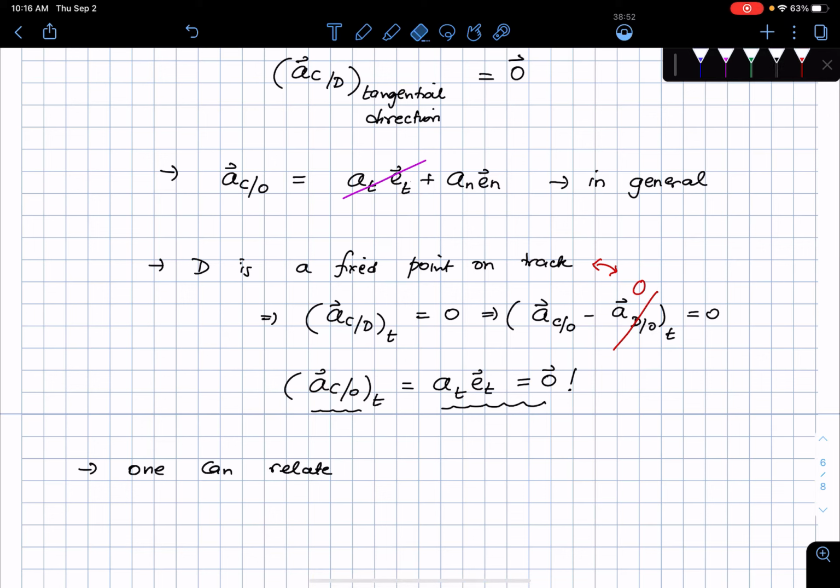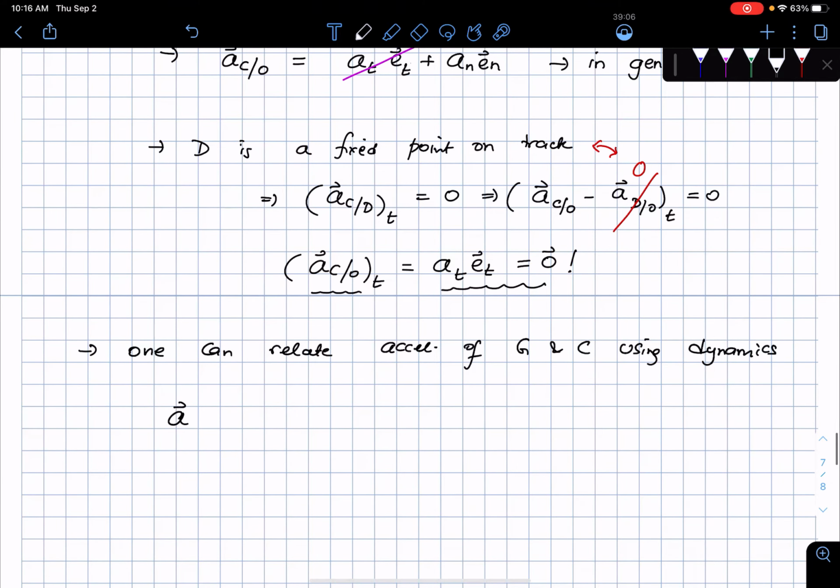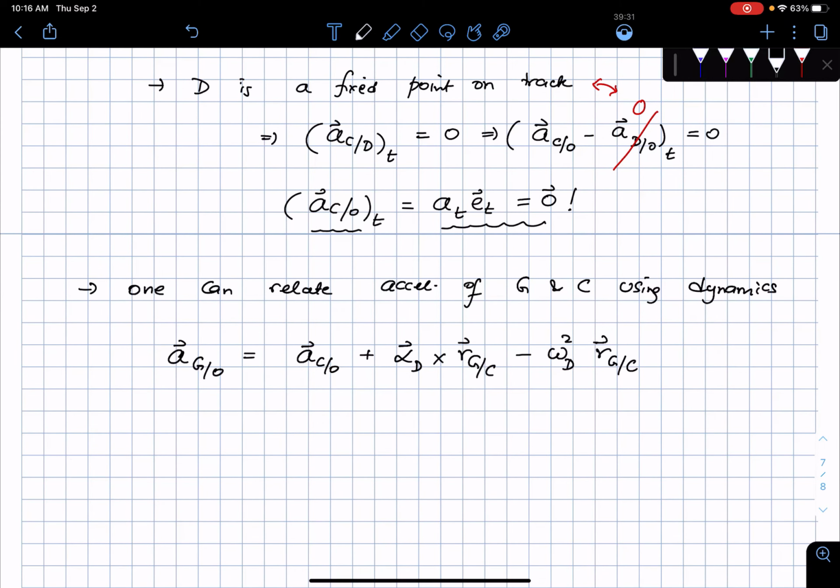And so one can relate the acceleration of G and C using dynamics background or dynamics equation from before. So this is essentially acceleration of G slash O with respect to a fixed point is acceleration of C slash O plus alpha of the disk crossed with the position vector from C to G minus omega square of the disk, the scalar omega square of the disk, times the position vector from G to C. Okay, and it will give you the same answer.